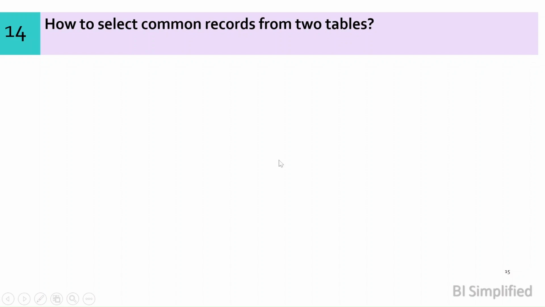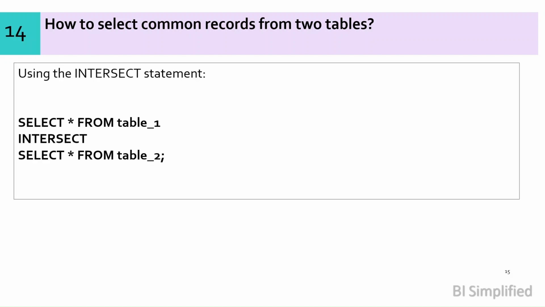Next question. How to select common records from two tables? If you want to retrieve the common records from two tables, you have to basically use the INTERSECT statement. And the syntax is SELECT * FROM table_name INTERSECT SELECT * FROM table_name.